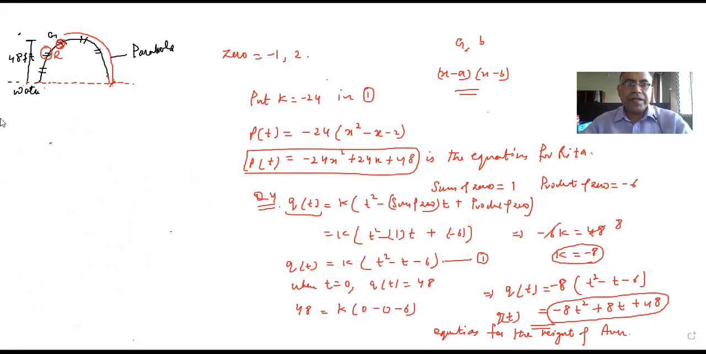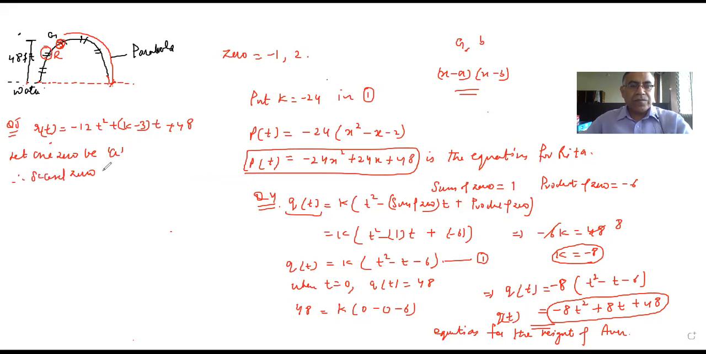In the next question, he's saying the zeros of the polynomial, this is the polynomial given. He's saying the zeros of this polynomial are negative of the other. That means let one zero be a, therefore the second zero must be minus a, because both the zeros are negative of each other.